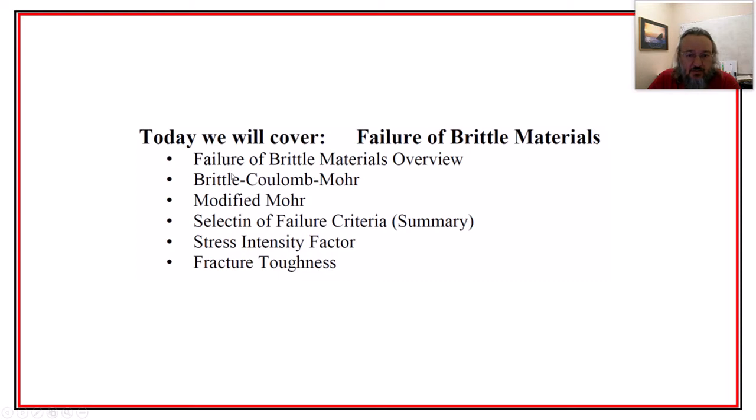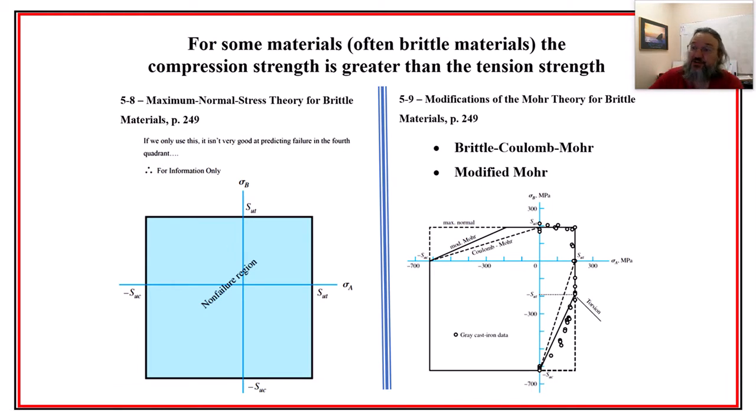Okay, so we're covering brittle materials, specifically the brittle Coulomb-Mohr, with just a mention of the modified Mohr. Selection of failure criteria, but selection is my Tennessee roots. And then we're going to introduce stress intensity factor and fracture toughness as concepts for introduction to fracture mechanics, which is a large field, and we're just going to barely taste it a little bit.